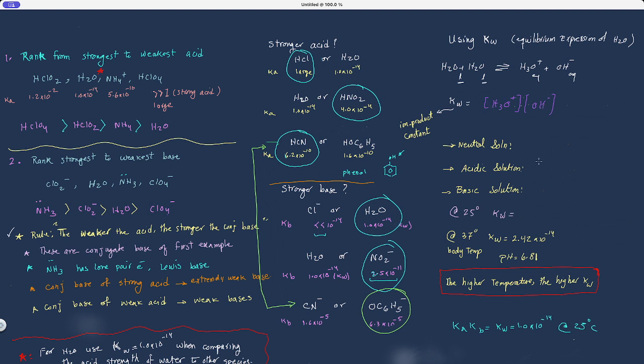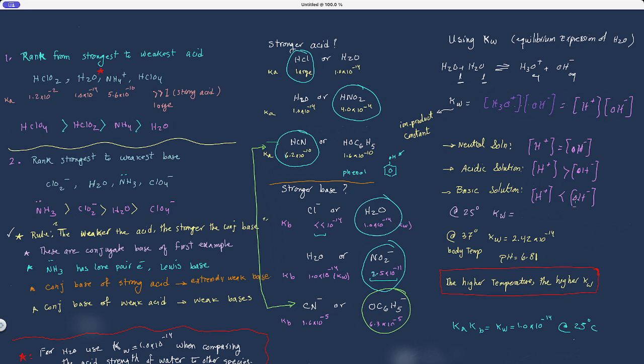You can use this property to decide whether a solution is neutral or acidic or basic. By the way, sometimes this is written as H plus times OH minus. They're pretty much the same. This is proton, this is hydronium ion. In a neutral solution, H plus is equal to OH minus, they are equal to each other. Acidic solution, as some of you might have guessed, H plus is greater than OH minus. And then basic solution, H plus is less than OH minus.